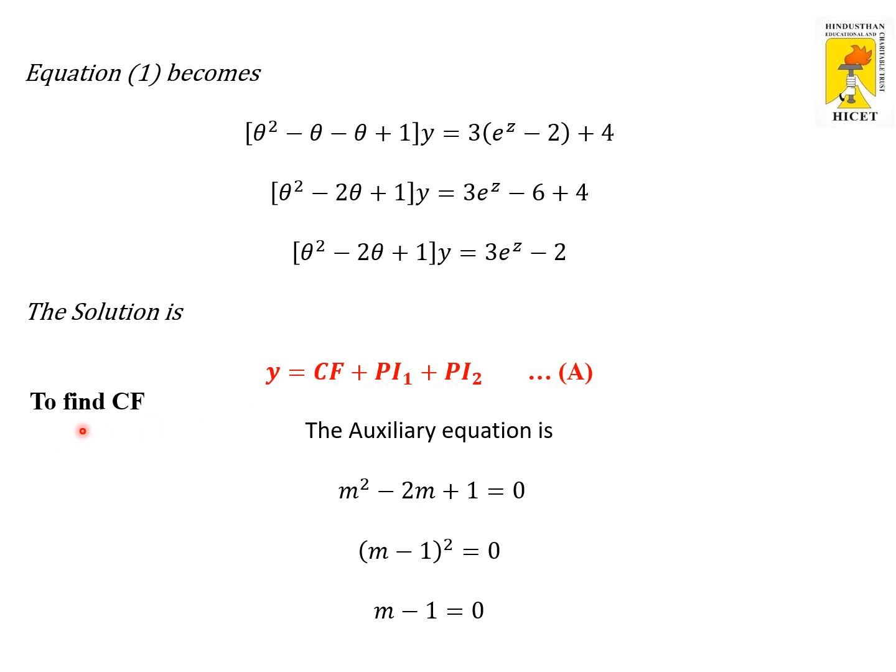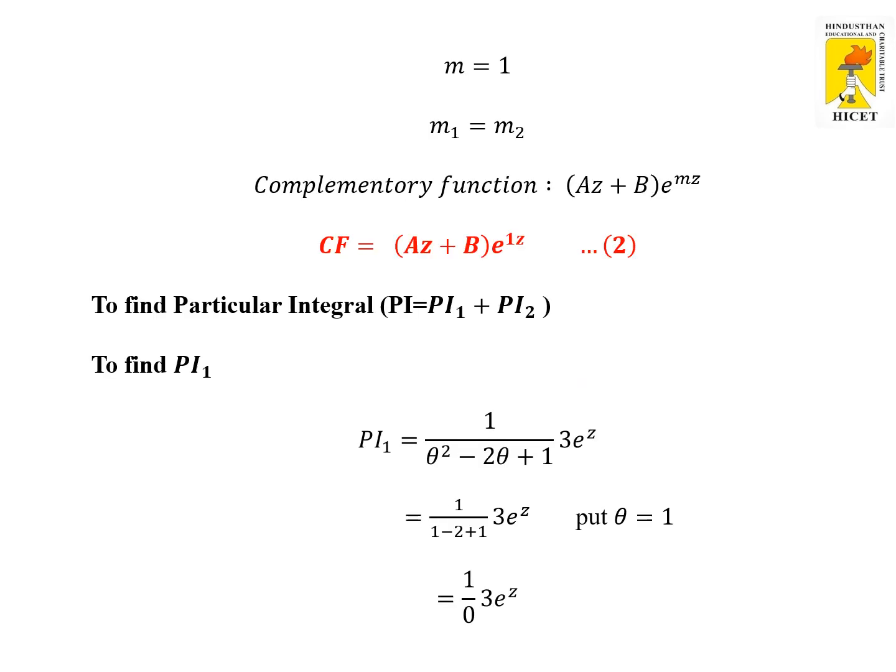First let us find CF. For finding the complementary function, first let us find the auxiliary equation. Auxiliary equation is just to replace theta by m. So we get m squared minus 2m plus 1 equal to 0. This equation is (m minus 1) squared equal to 0. So m equal to 1 is a repeated root, that is m1 equal to m2. So our complementary function is (az plus b) into e power mz. Therefore CF is (az plus b) into e power 1z.